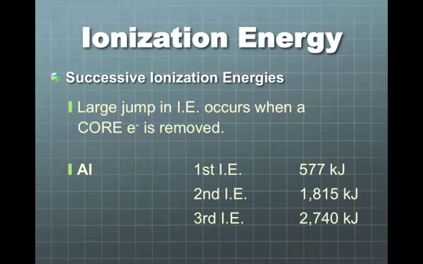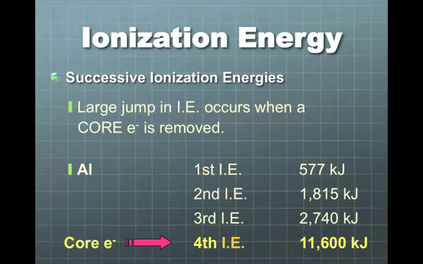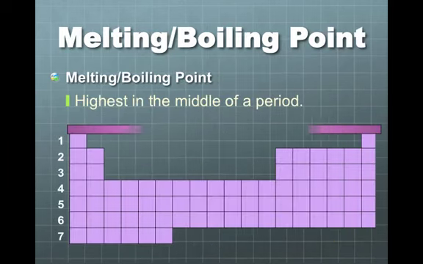What about when we go to the fourth ionization energy, one of those core electrons? How much energy is going to be required? Well, if we pull away a core electron from aluminum, the amount of energy required is enormous, 11,600 kilojoules. Very, very difficult to do. As a matter of fact, it's even difficult to pull that first electron off of aluminum. It takes a very electronegative element to do that.